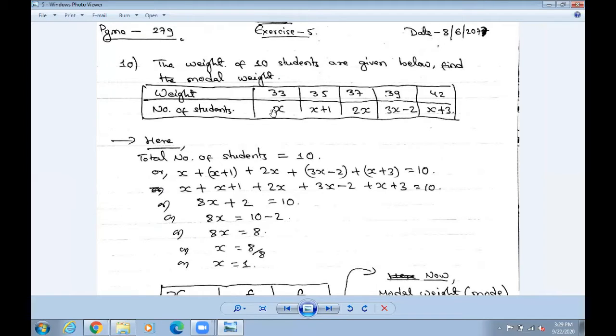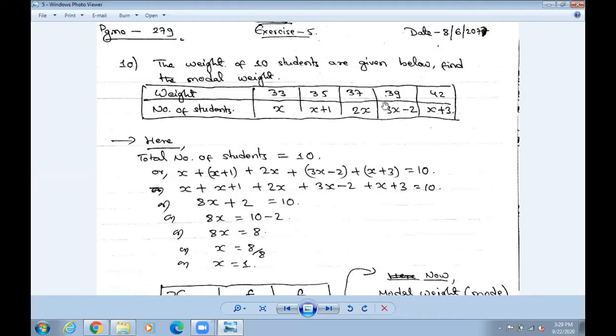So these are all the numbers of students, but they are represented in X. Suppose if X means 2, that means 2 plus 1, 3 students. Right? If X is 2, then 2 times 2 is 4, that means 4 students. If X is 2, then 3 times 2 is 6.